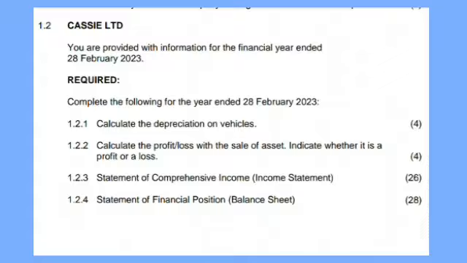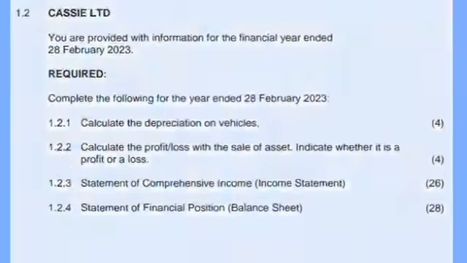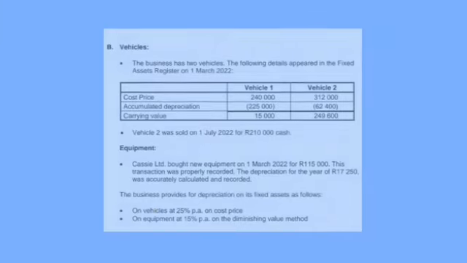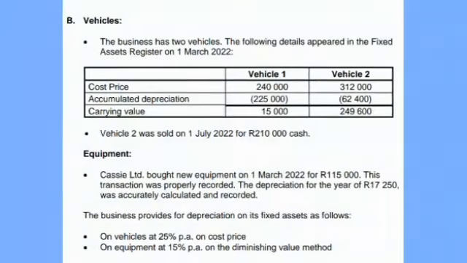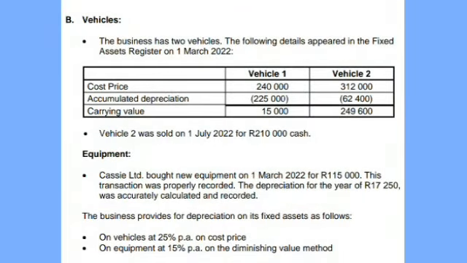So we are going to look at our information for vehicles. In information B, we have information on depreciation of vehicles and equipment. So for this question, we are focused on the information on vehicles. The first bullet says the business has 2 vehicles. The following details appeared in the fixed asset register on 1 March 2022, meaning at the beginning of the year. We see that we have vehicle 1 and vehicle 2.